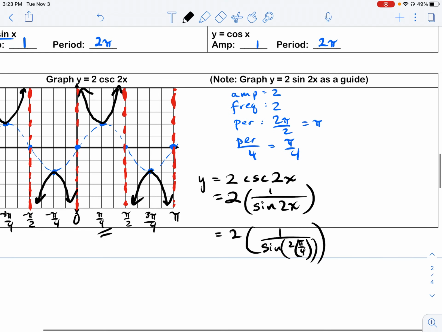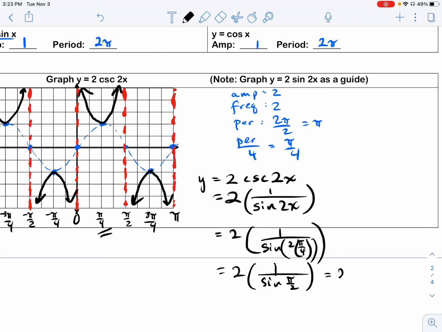A lot of parentheses going on there. What are we actually saying here? This is the same thing as 2 times 1 over the sine of pi over 2, which is 1. So that's 2 times 1 over, excuse me, 1 over 1. That was actually right. And that's equal to 2.